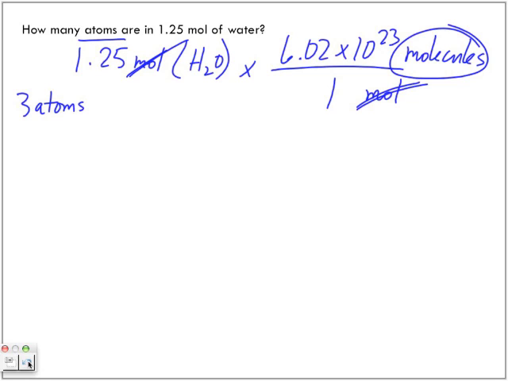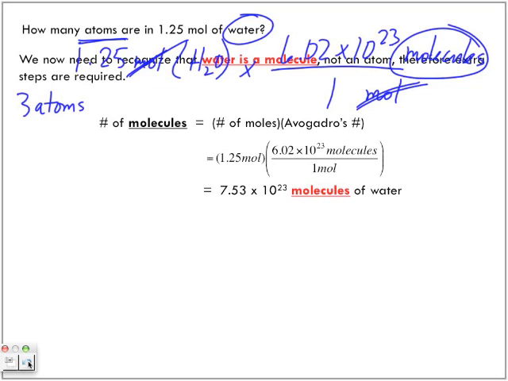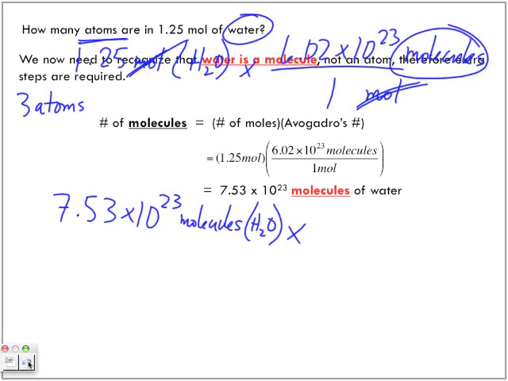So let's find this result first. We multiply those 2 and we get the number of molecules, not the number of atoms. Before, because we were talking about potassium, we were looking at atoms specifically. But now we're actually looking at a molecule, because water is a molecule, not an atom. We have atoms within that make up this molecule. When we calculate it, we get 7.53 times 10 to the power of 23 molecules of water.